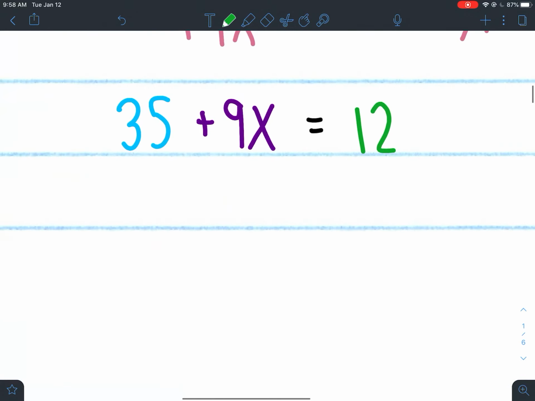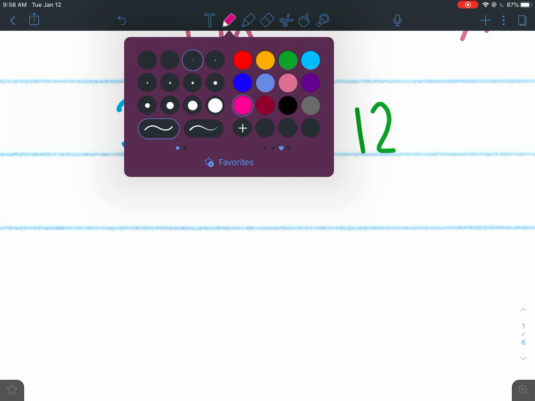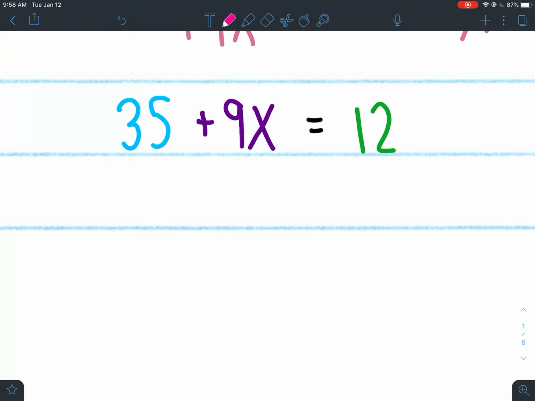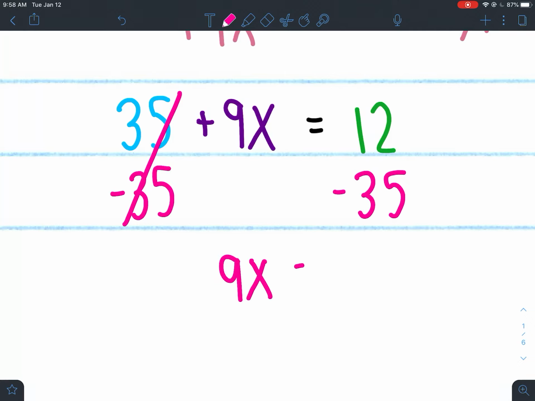Okay, so here's where we're at now. The next thing we're going to do is, again, we're wanting to get x by itself. So the next thing that I'm going to do is move that 35 to the right-hand side. And I would do that by subtracting 35 on both sides. Okay, so we have 9x equals, and then 12 minus 35. That's going to give us negative 23.